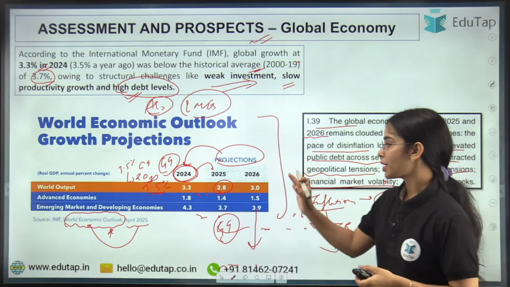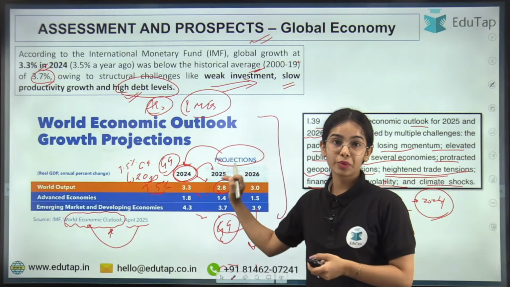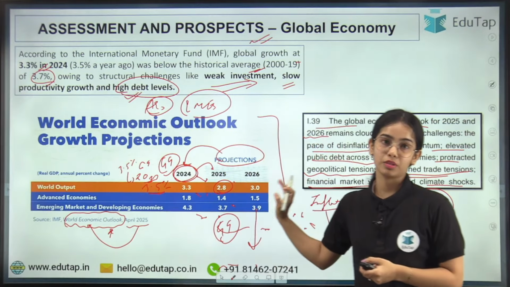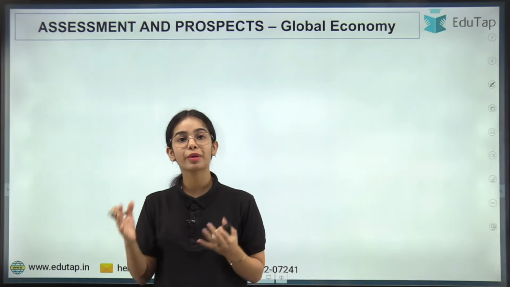And that's why the IMF has projected that global growth is further going to decrease in 2025 to 2.8%. So this is the idea. So we have understood about the growth. Now coming to the inflation.